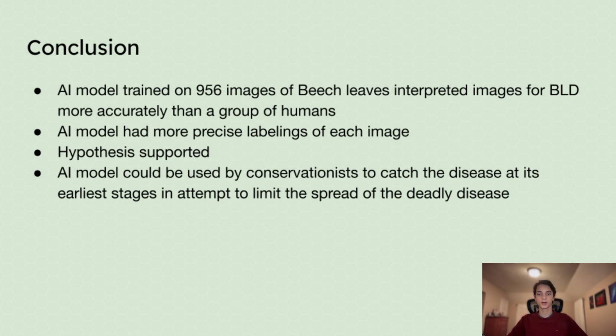Some changes I could make to my project for further investigation would be expanding the data set in order to remove some of the anomalies like I previously mentioned, and also having more humans tested to have a more accurate average of the accuracy and precision of the group. Overall, my research was a success because I was able to accurately test my research question, and in the end, I proved my hypothesis. My research is important because it can be used by conservationists in order to catch this disease at its earliest stages in an attempt to limit the spread of the deadly disease.